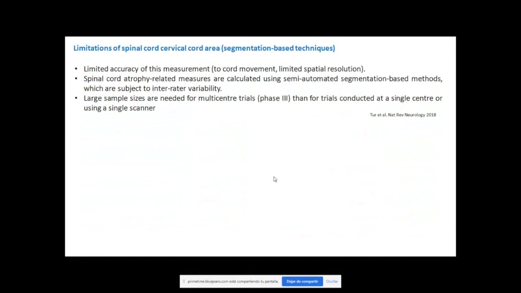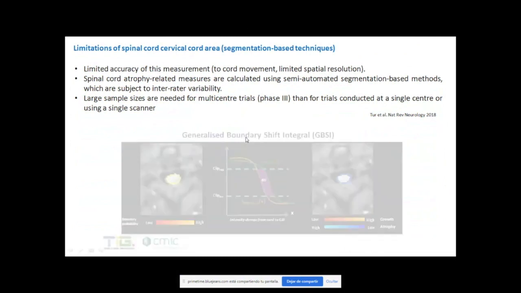The resolution of the images that we obtain is not very high. And also the spinal cord has a lot of movement, and sometimes the measures that we obtain in these studies are not perfect. And also, as I mentioned before, probably we need a large number of patients, on the order of hundreds or even 1,000, in order to detect a significant effect of these measures in clinical trials.